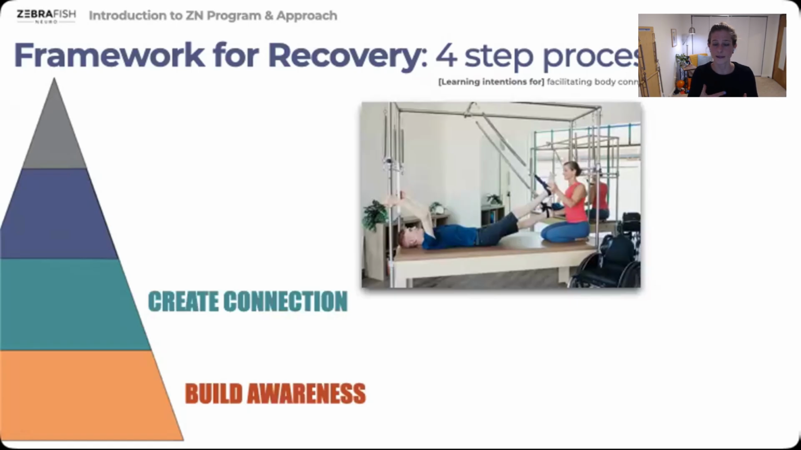The second step in this process is creating connection. So what this might look like is helping someone better understand. If awareness was maybe a better understanding of their body or a joint mechanic, creating connection is then the ability to send messages to that area of the body and feel that it is actually receiving those messages.